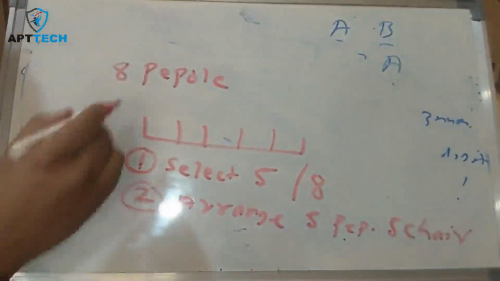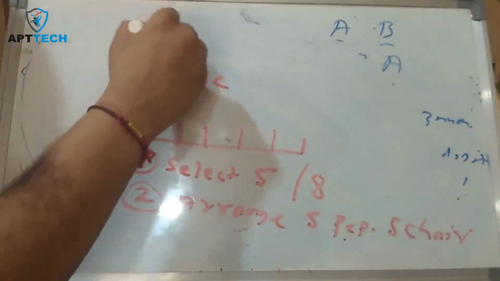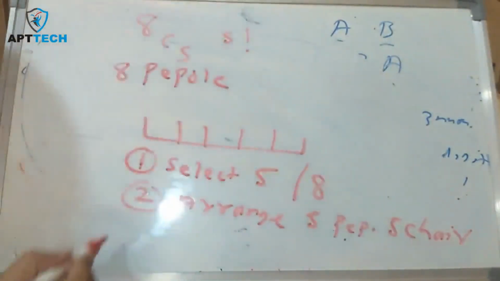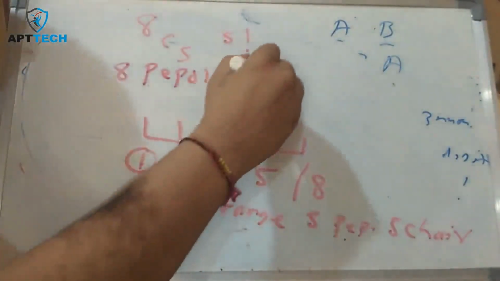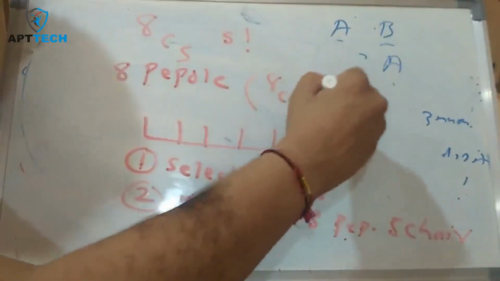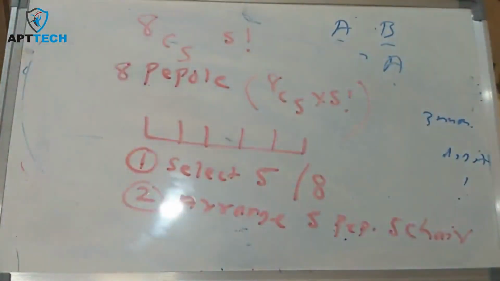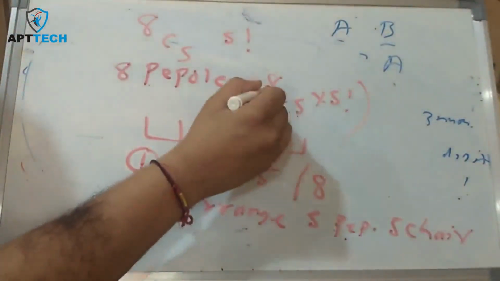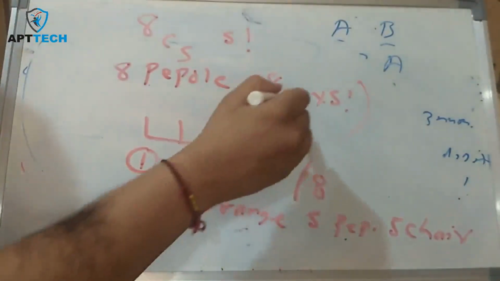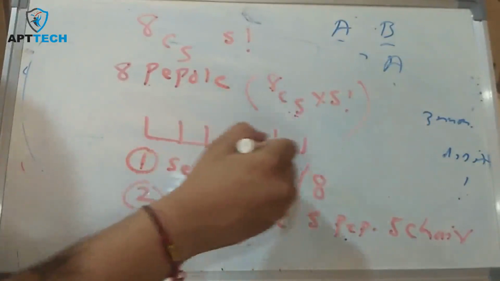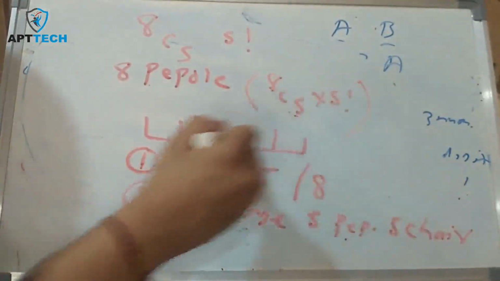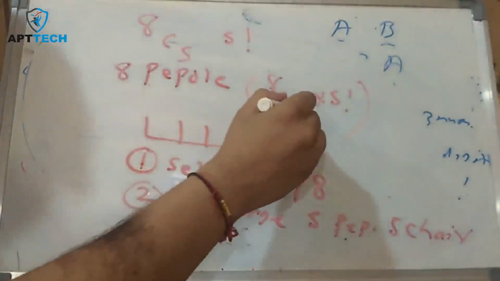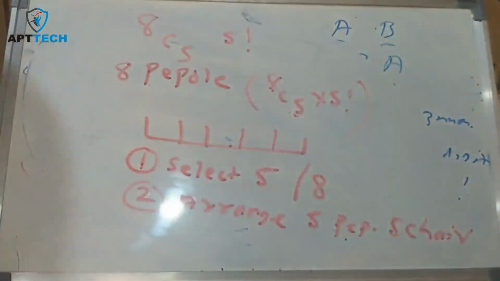So what is the agenda? First we need to select 5 people out of 8, and then we have to arrange the selected 5 people on 5 chairs. So for 8 people on 5 chairs, the technical answer would be 8C5 into 5 factorial. 8C5 accounts for the selection of 5 people out of 8 who will sit on these 5 chairs, and 5 factorial accounts for the arrangement of the selected 5 people on 5 seats.